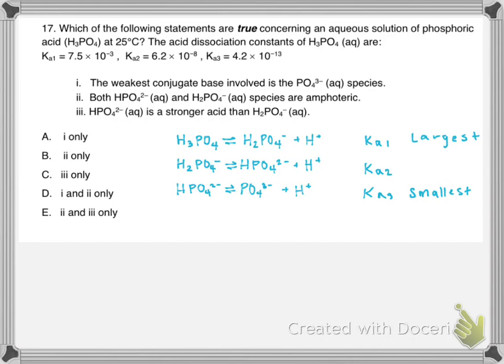So if HPO4 2- is the weakest of the acids, then that means this is going to be the relative strongest of the conjugate bases. It has a 3- charge. It'll be pretty good at picking up protons and reforming those conjugate acids. Okay, so the first one's false.